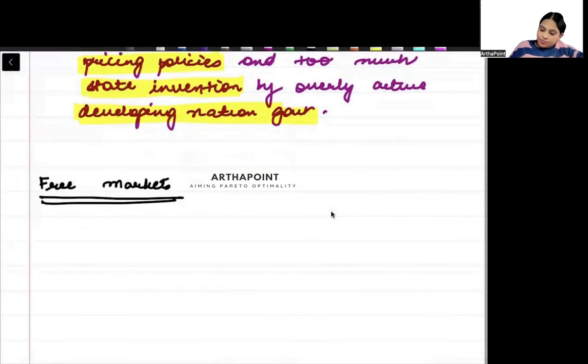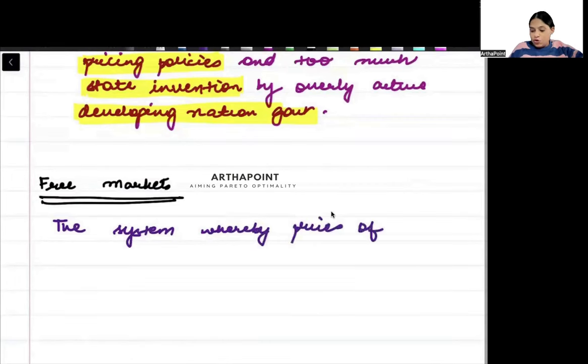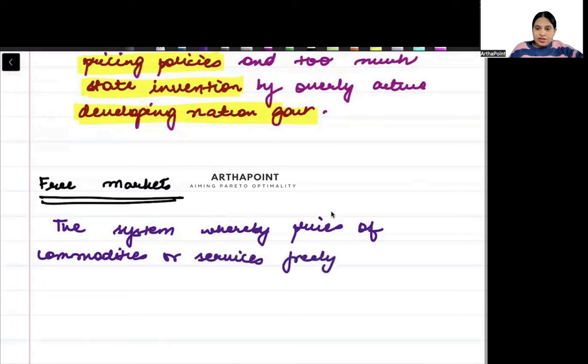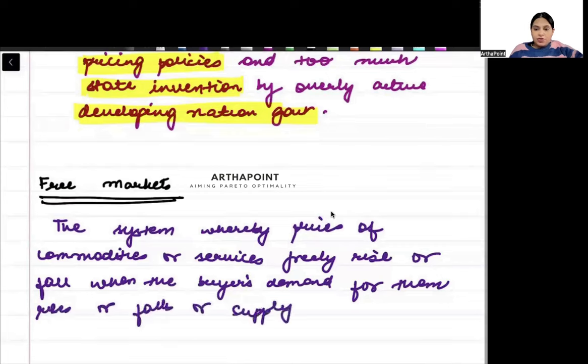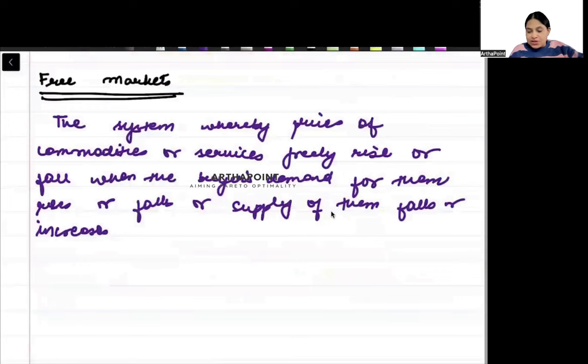Please write down: the system whereby prices of commodities or services freely rise or fall when the buyers' demand for them rises or falls, or supply of them falls or increases. Right? So basically free markets have the role of demand and supply. बहुत simple terms में, जब demand change होगा या supply change होगा, whenever demand or supply will change, if the prices actually go ahead and change, then that is free markets, right?